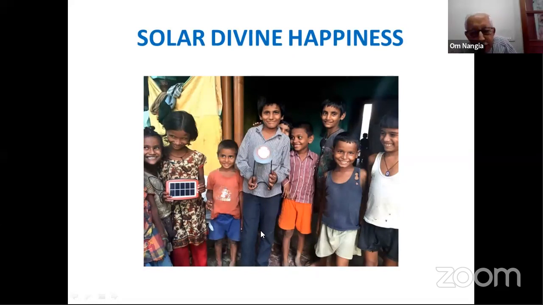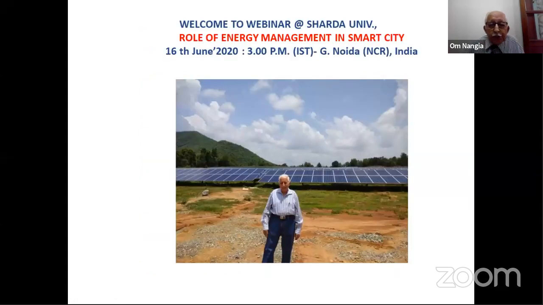Now, this is a very basic photograph. You will be surprised why I have put this here. This is a kind of happiness anybody gets from the divine source like the sun, some solar energy. So this small children picture depicts what kind of happiness one can get when sun is involved. Now this is the role of energy management in smart city.